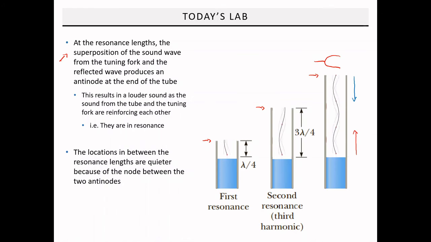So in today's lab, we're going to play a sound at the open end of a tube. We're going to let that sound travel down the tube and reflect up, and we're going to listen for points where the sound is the loudest and where the sound is the quietest. At the points where the sound is the loudest, we're going to record the lengths of the tube, and we're going to use that to determine the wavelength and the velocity of the waves traveling in the tube.